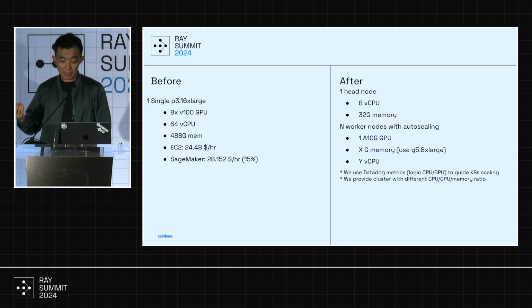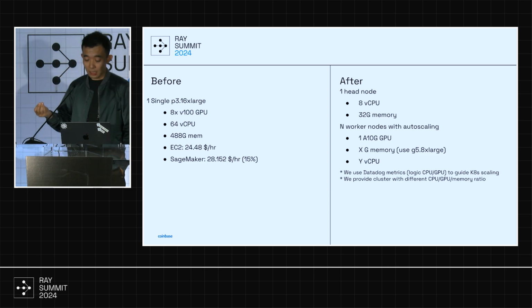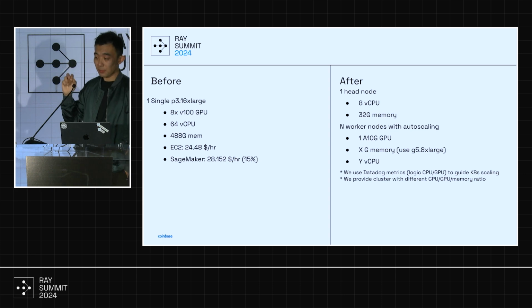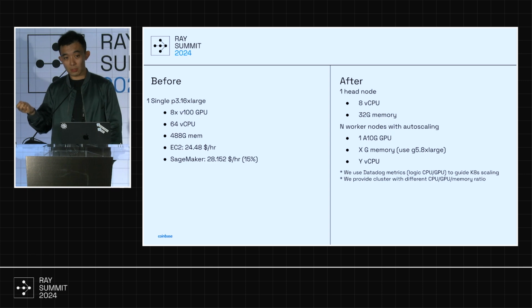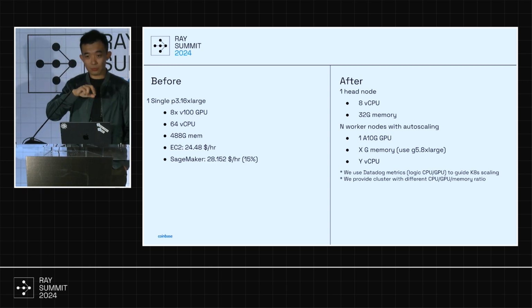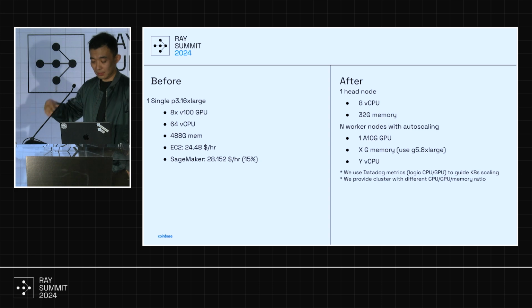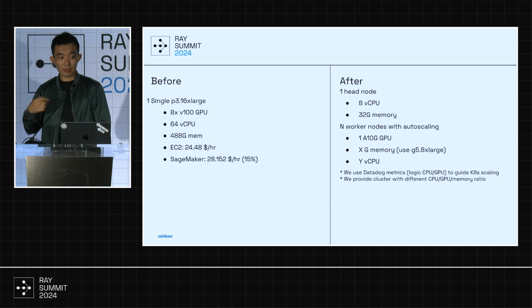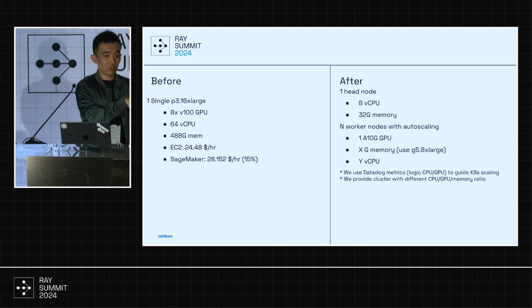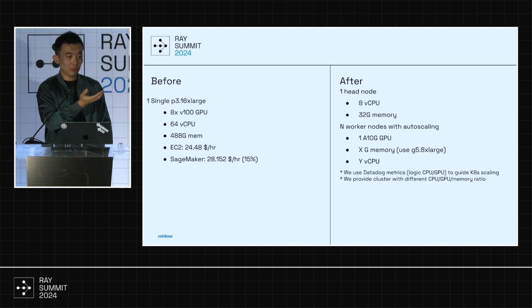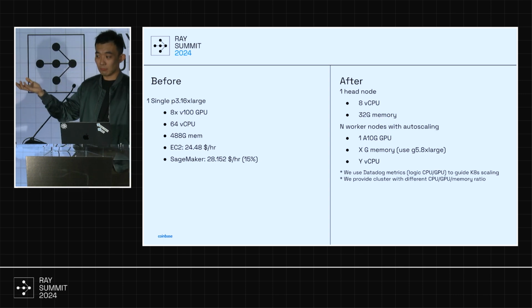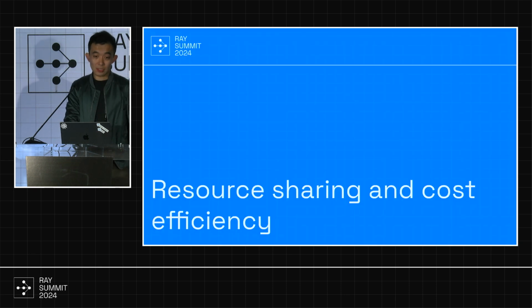We did some optimization to use Datadog metrics, like the Ray concept of logical CPU and GPU utilization, to guide our scaling. For some reason we cannot use Kubernetes, so we use this hack of logical CPU and GPU utilization to guide the scale up and down. And we provided clusters with different CPU to GPU ratios for different cases. Sometimes, if it's CPU intensive, you probably want a higher CPU ratio. Then sometimes more GPU suits your case better. The last one is resource sharing and cost efficiency.